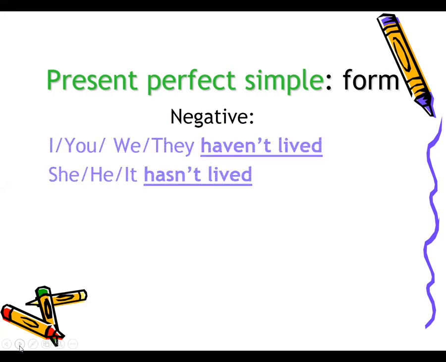Now, in order to make it negative, we again simply have to add not before the verb form and after this have. I, you, we, they have not lived, haven't lived, or she, he, it hasn't lived.